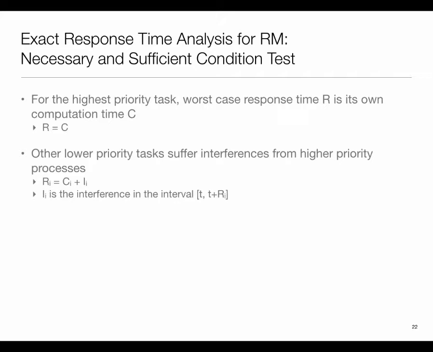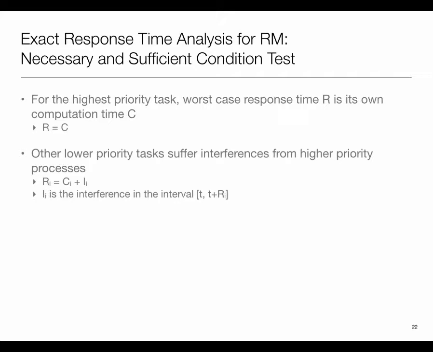Now let's look at some lower priority task. The response time of this lower priority task is going to be its computation time, Ci, plus whatever interference it sees from higher priority tasks. Because whenever a higher priority task issues a job, it will get the CPU and this task will have to wait. So there will be some interference. And the critical instant theorem tells us that the worst case response time would be when this task, the ith task, arrives at the same time as a copy of each one of the higher priority tasks.